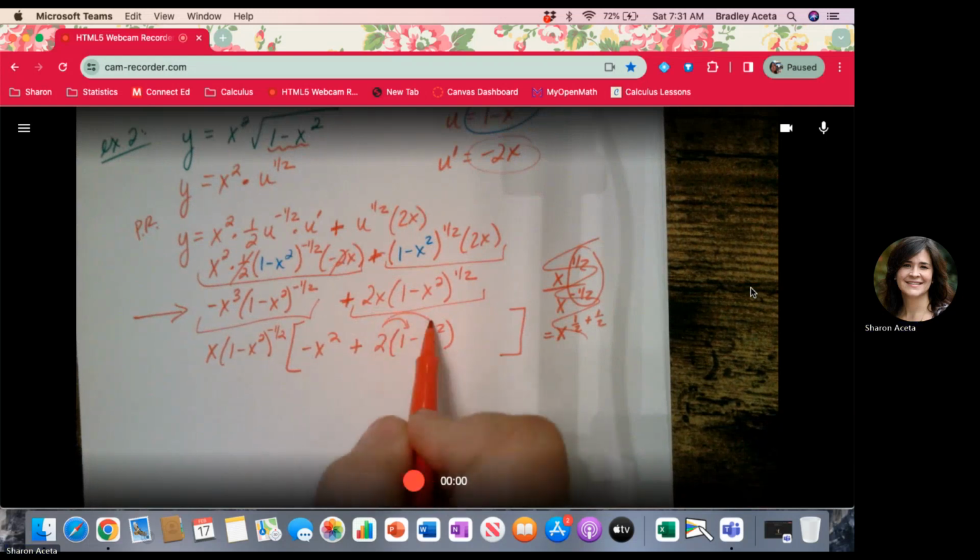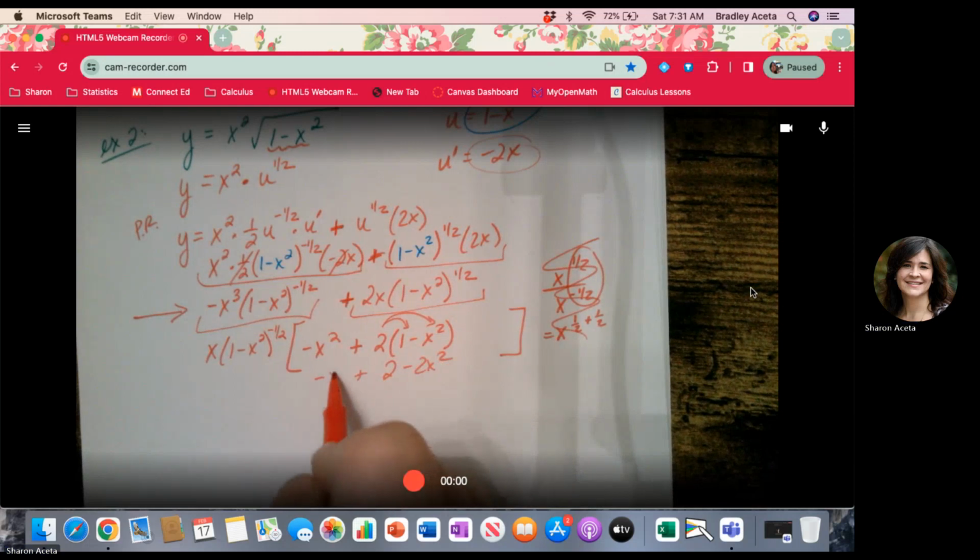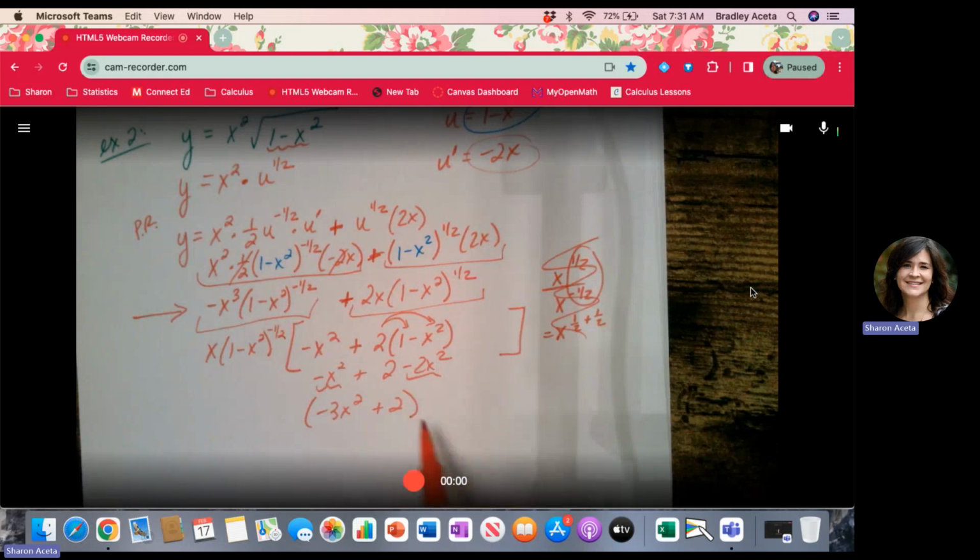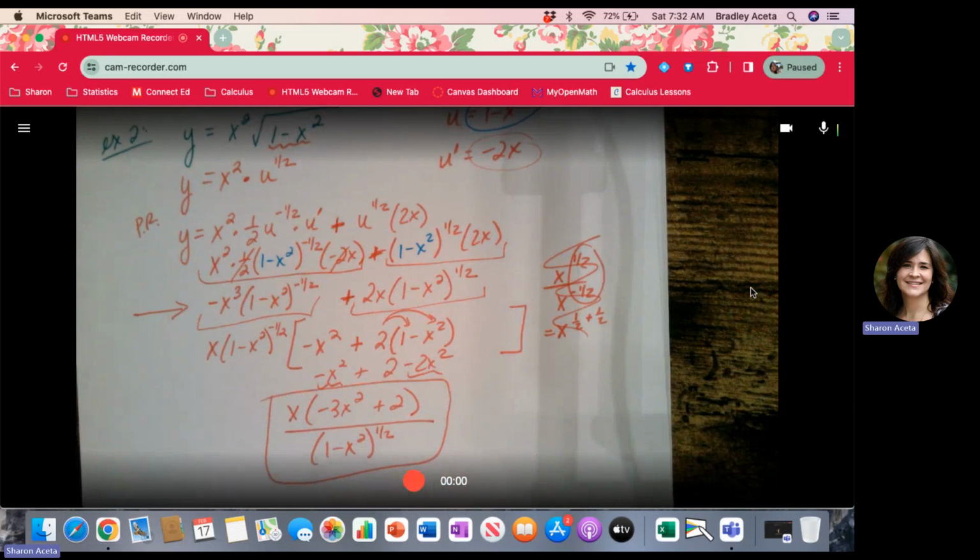All right, now cleaning up, 2 minus 2x squared plus the negative x squared. So let's see, what do I have left over in here? Well, I have, these can combine, negative 3x squared, a plus 2. What do I have in front? I still have the x, but this quantity goes to the bottom. (1 minus x squared) to the 1/2. And that would be the full credit. All right, hopefully that makes some sense.